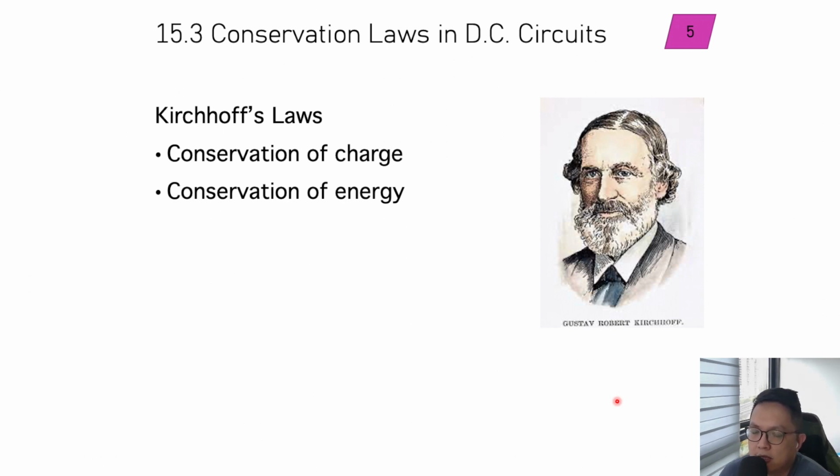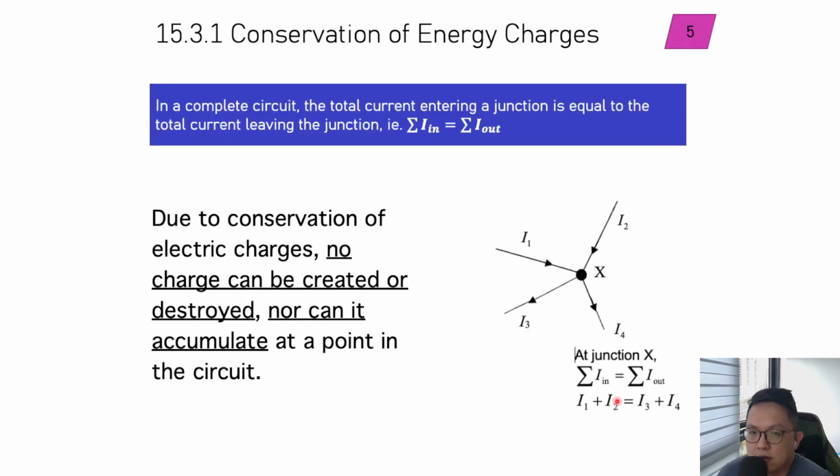We commonly call them Kirchhoff's laws, but they are basically about the conservation of charge and conservation of energy. Okay, so let's move on to the first one, conservation of electronic charges. In a complete circuit, the total current entering a junction is equal to the total current leaving the junction. So the sum of current entering is equal to the sum of current exiting the point.